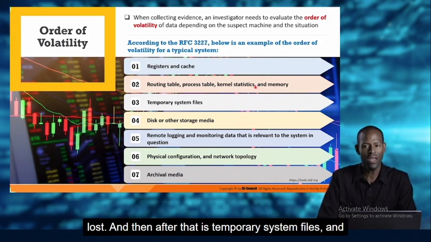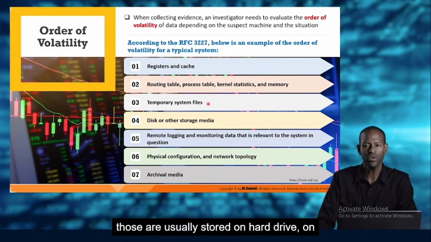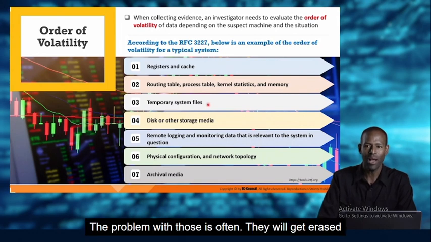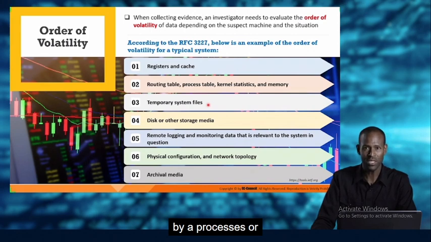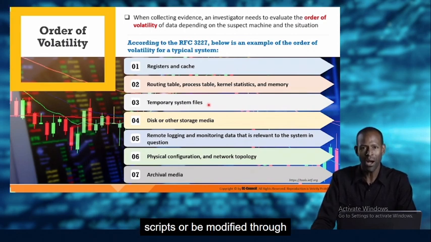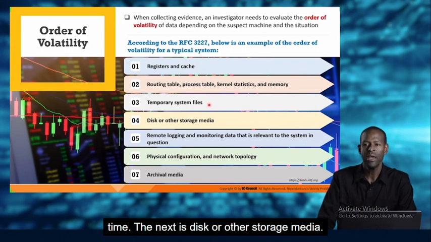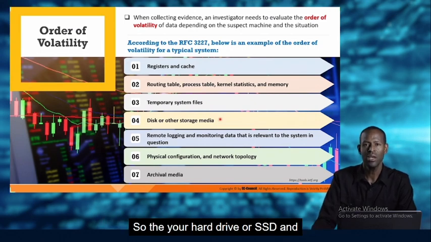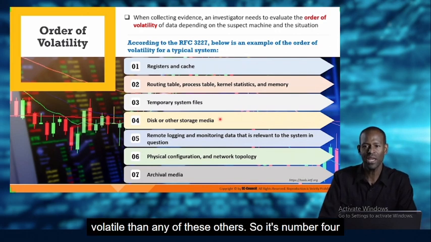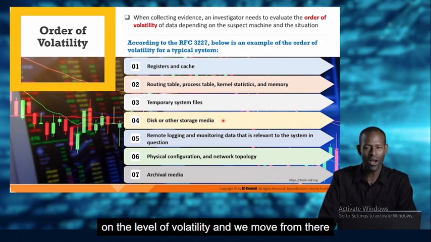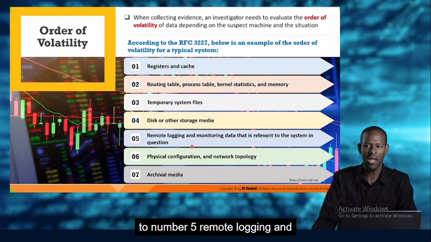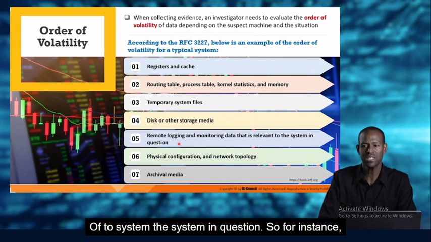And then after that is temporary system files. And those are usually stored on hard drive, on the hard disk, on the SSD. And the problem with those is often they will get erased by processes or scripts or be modified through time. The next is disk or other storage media. So your hard drive, your SSD, and it's much less volatile than any of these others. So it's number 4 on the level of volatility. And we move from there to number 5, remote logging and monitoring data that's relative to the system in question.